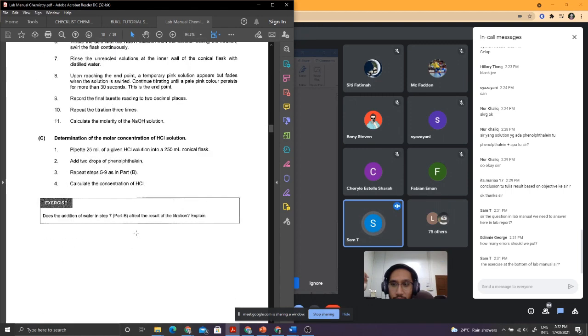Does the addition of water in step 7 affect the result of the titration? So that one, it is just an understanding punya exercise. You don't need to do. But it's good untuk you try find the answer, and then you just try to check with me lah, betul ke tak you punya answer. Okay, sebab kalau you guys tengok bila dia dah start jadi warna pink, Mr. Farid said that kita kena basuh sekeliling with distilled water. So will it result in the titration lah? Okay.